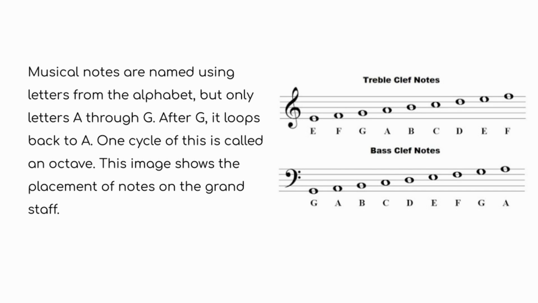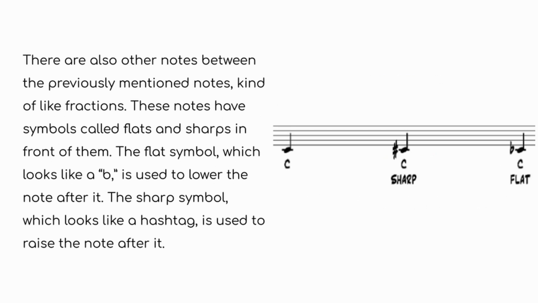Musical notes are named using letters from the alphabet, but only letters A through G. After G, it loops back to A. One cycle of this is called an octave. This image shows the placement of notes on the grand staff. There are also other notes between the previously mentioned notes, kind of like fractions.